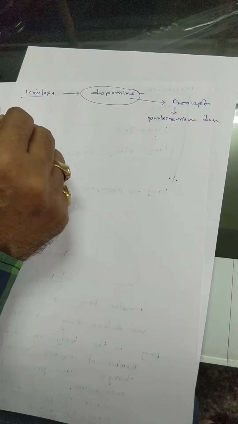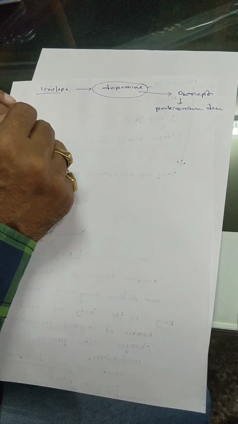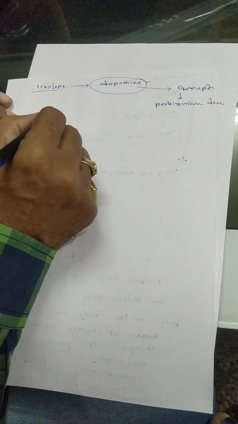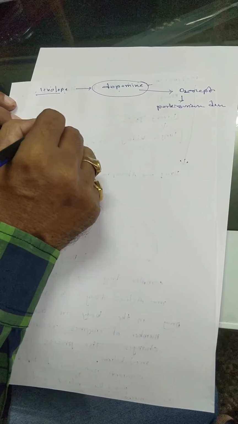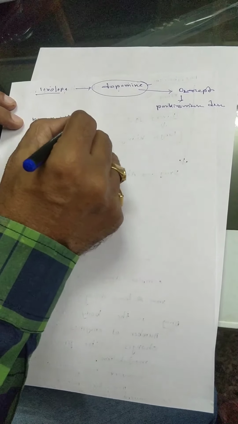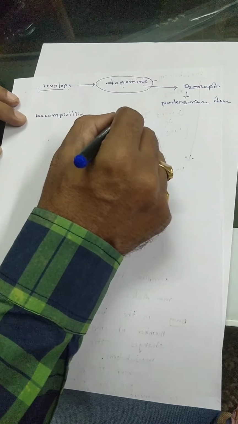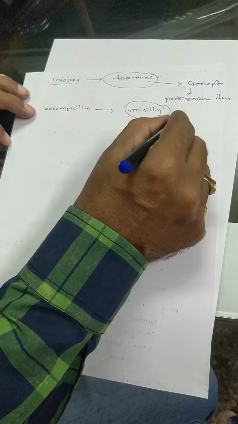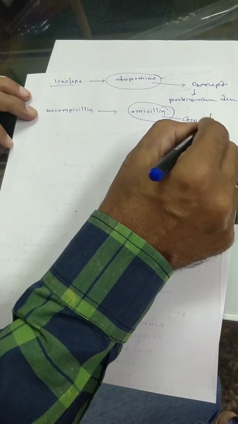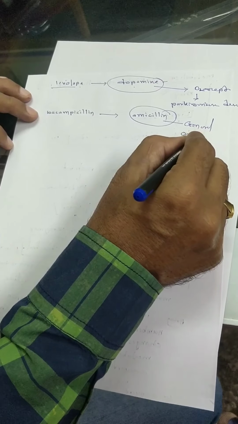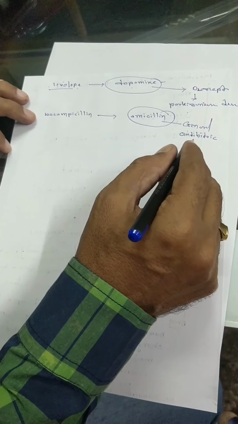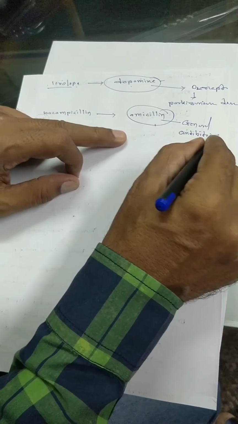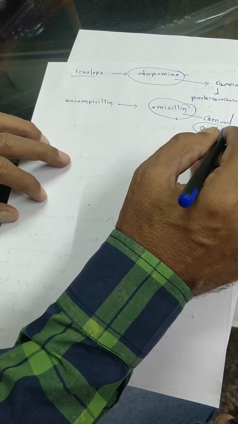Now the next example of a drug: ampicillin is a general antibiotic. You know the definition of chemotherapy. A drug is prepared by a microorganism and kills other microorganisms. That is called an antibiotic. These are the examples.